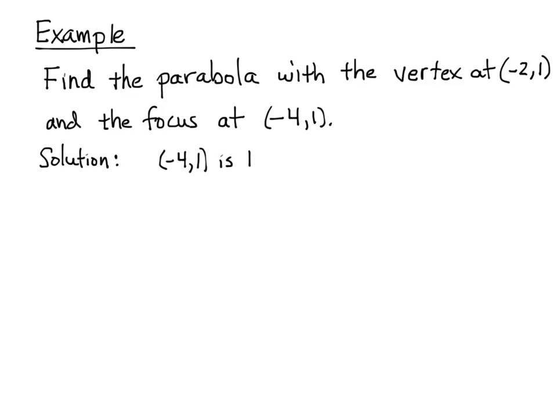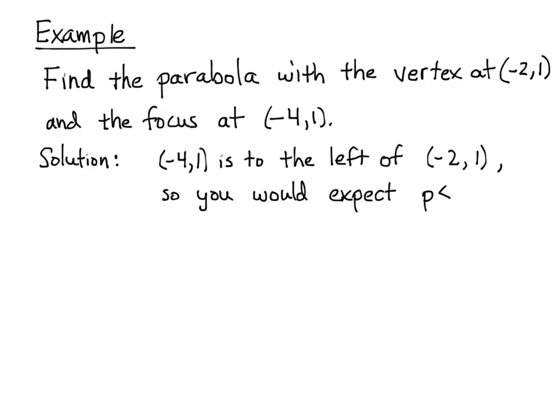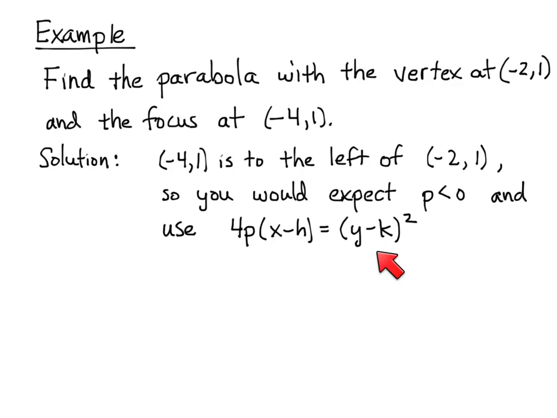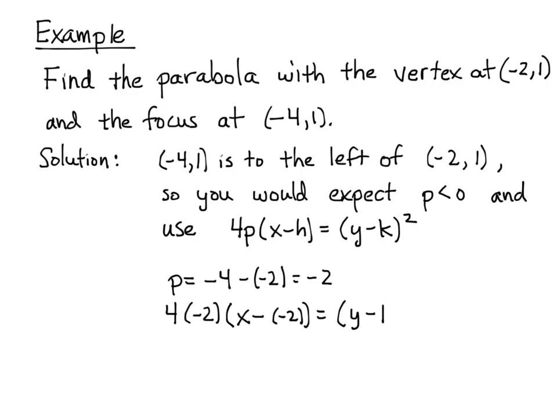And so for the solution, since the focus is to the left, you'd expect a negative p. And so we're going to use the form of the equation that has the y in the squared term, because that gives us the horizontal orientation. And so we'll just substitute in our values. First calculate what p is, that's -2, and then pop in the vertex values for h and k, and then when we simplify that we get this equation here.